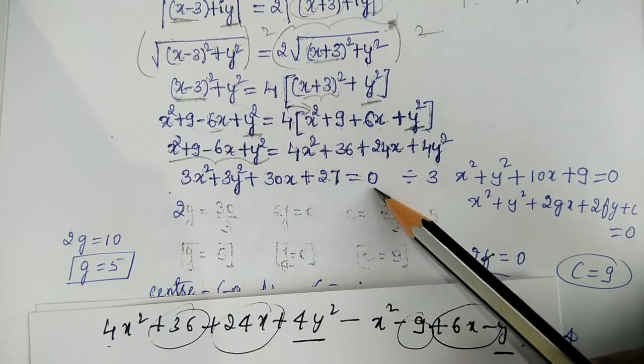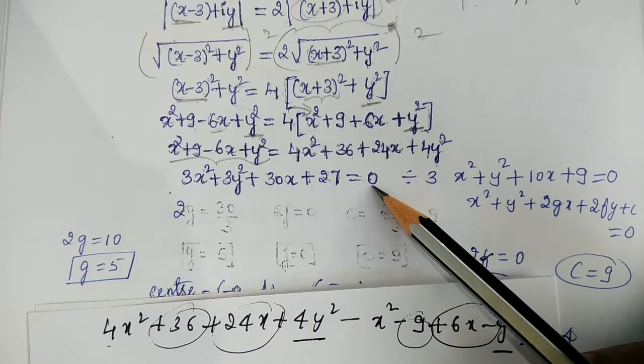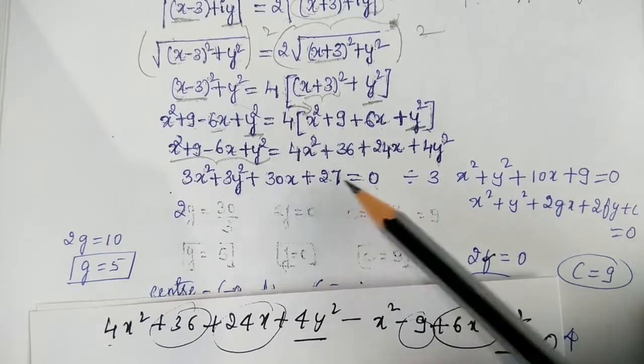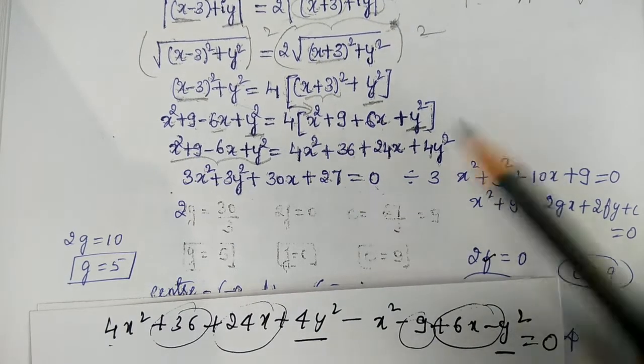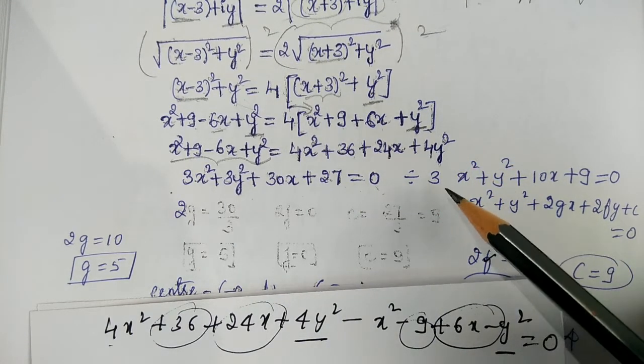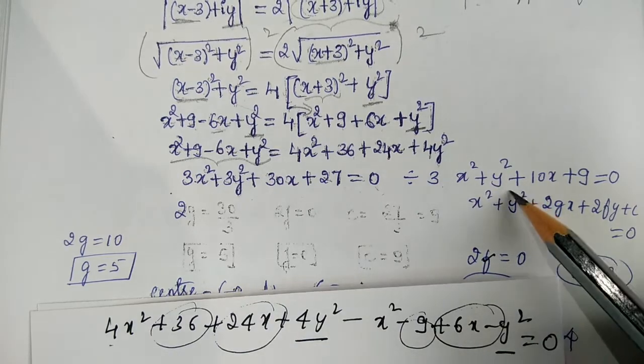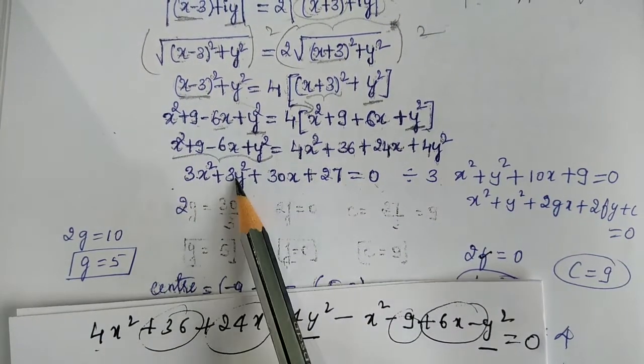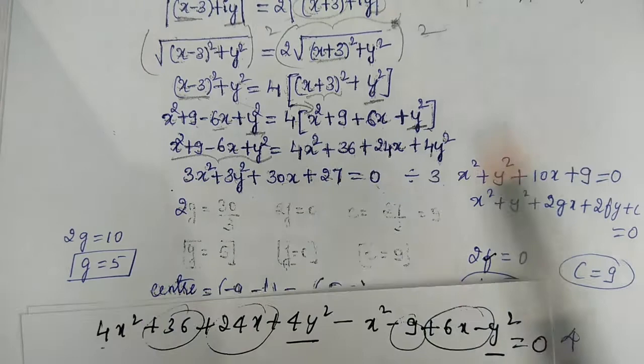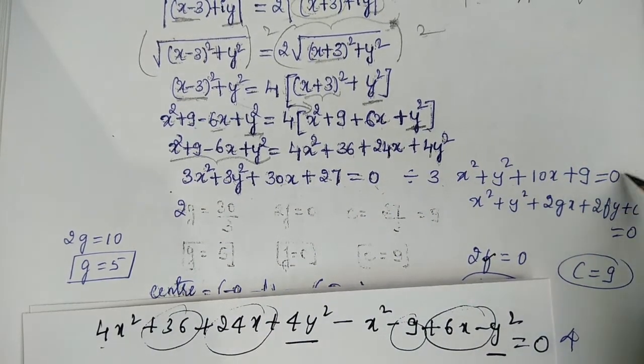So we get the equation here, 3x square plus 3y square plus 30x plus 27 is equal to 0. Divide this by 3. We remain with x square plus y square plus 10x plus 9 is equal to 0.